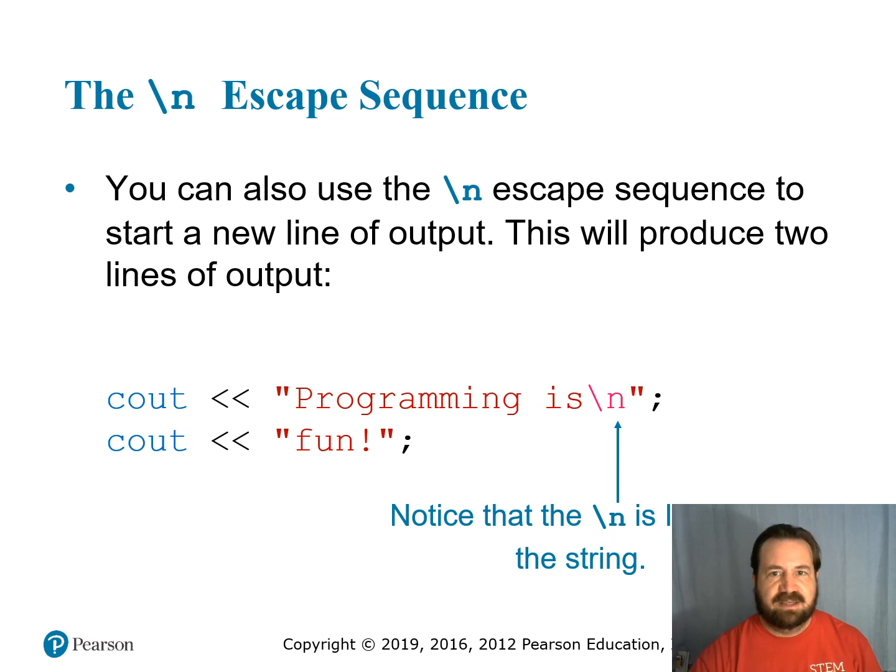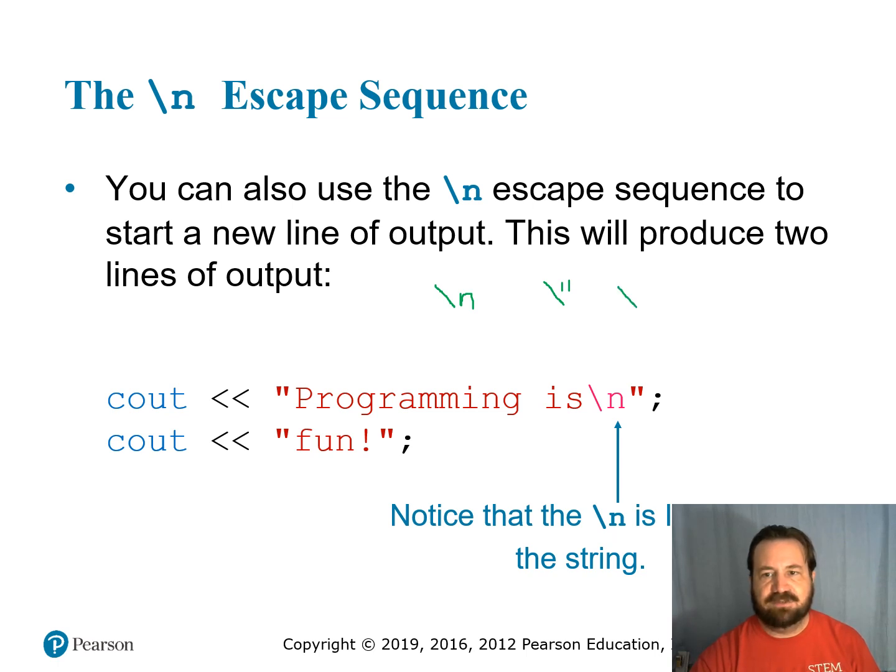Okay. Another way to insert a new line is to use what's called an escape sequence. In C++, there are a number of predefined things that start with a backslash. Backslash n is probably the most commonly used one. That's a new line. You can also do backslash and a quote, and that escapes that next quote.